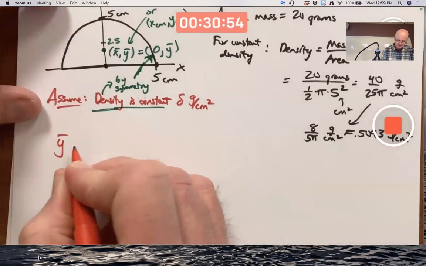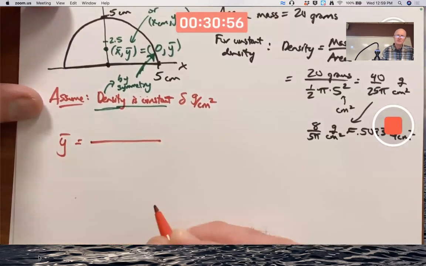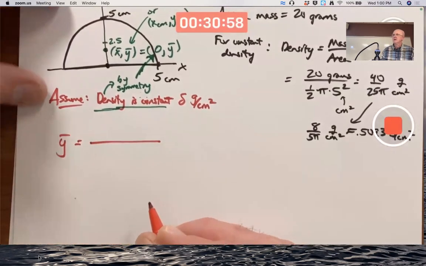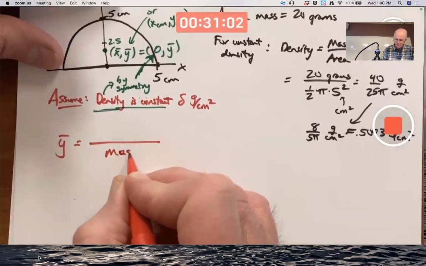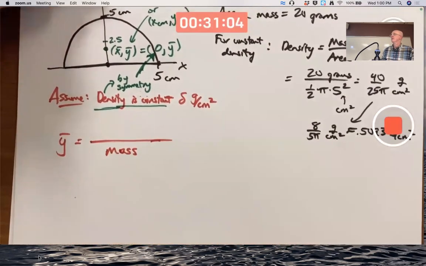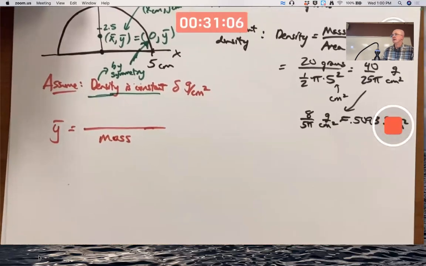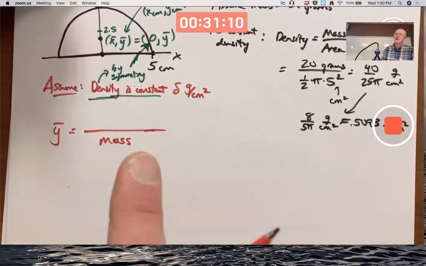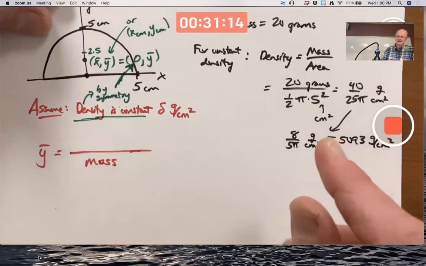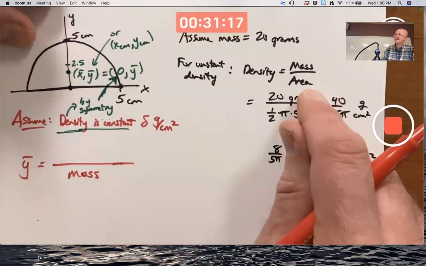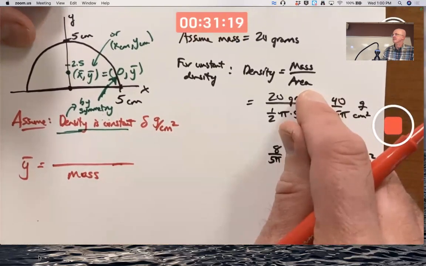Y bar is going to be a ratio where the bottom is the mass, which we already know is 20. Though if we didn't know it, we'd have to figure it out by doing an integral, perhaps, at least, okay. You could avoid an integral in this context actually because you could do mass equals density times area because the density is constant.